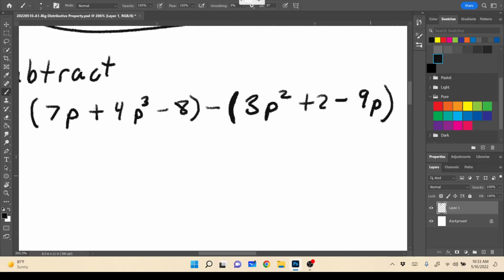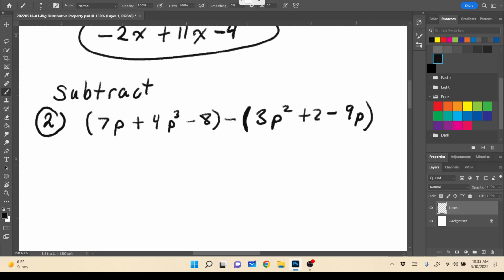Right, but we've got a fly in the ointment here because this isn't a plus. So the parentheses do matter this time, because we're not distributing 1, we're distributing negative 1, right? So we've got to distribute that negative as our first step. So this first one, the parentheses don't matter. There's nothing sitting out here, so we're just going to drop them, and then we're going to turn this into 7P plus 4P cubed minus 8.